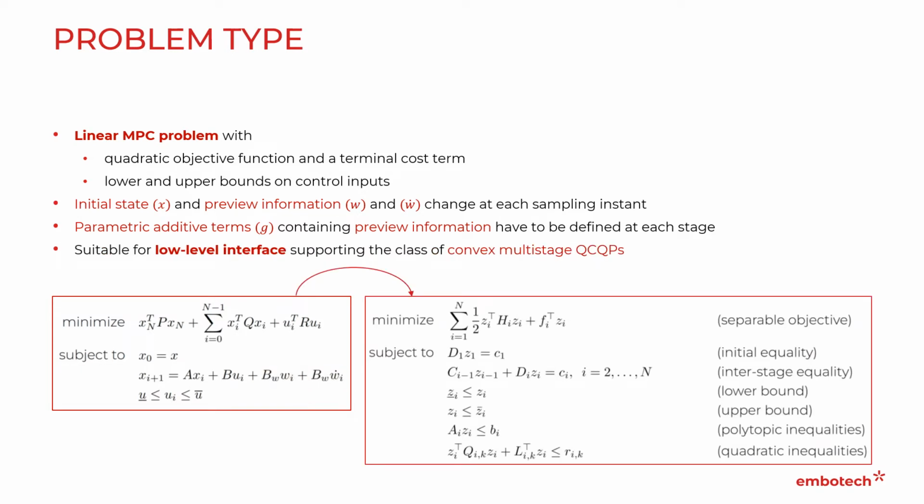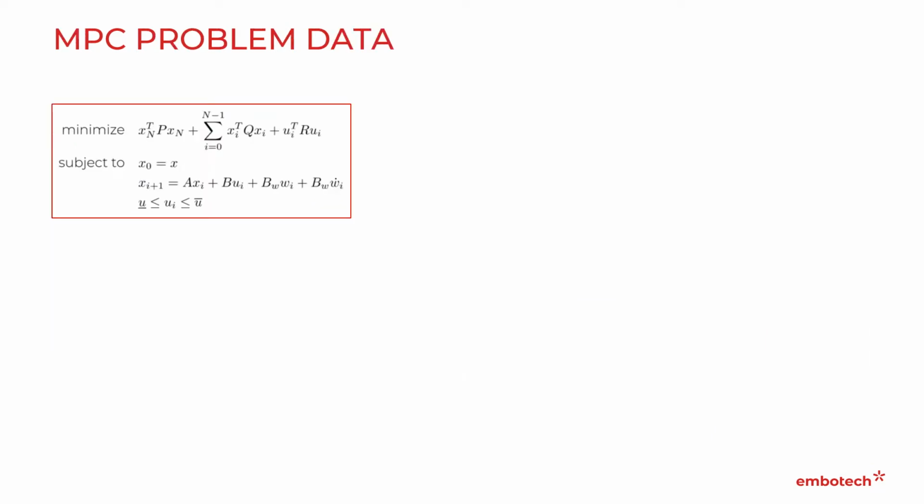Considering the QP nature of the problem and the need for stage-wise parametric terms for preview information, the low-level interface of FORCESPRO is a suitable option. It supports quadratically constrained QPs and provides full flexibility for defining multistage MPC problems. Let us now introduce the basic MPC problem data.